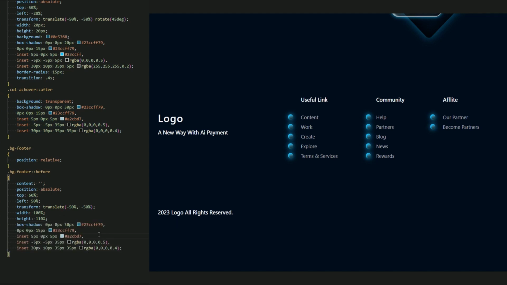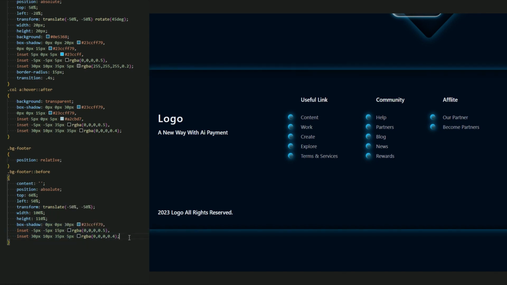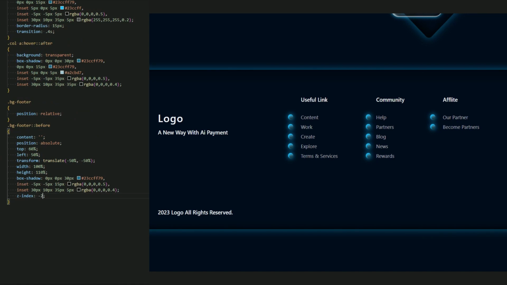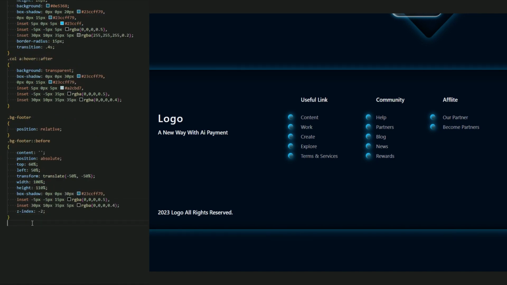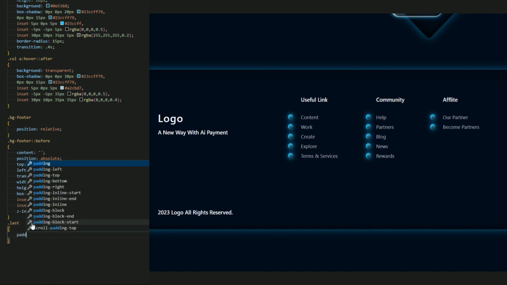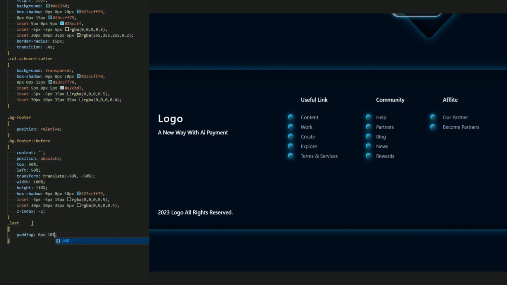So yeah, something like this. So I copy. Okay, something like this. Let me just change the setting, be 15 pixel this. Okay, this is a box shadow, and this index -2. Now let me just add the last, and let's go for the animation. So in the last, add the padding 0 pixel and 10%.